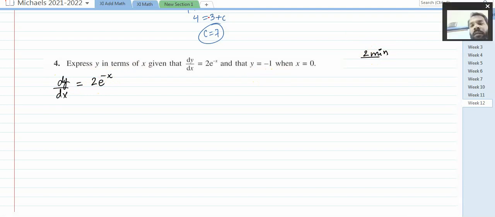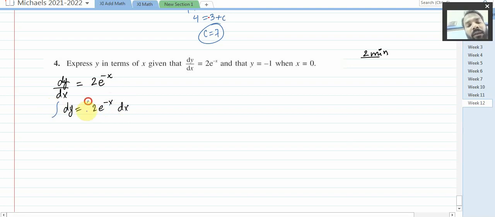Alright class, firstly if I write in this form, dy is equal to 2 e to the power minus x dx, it is the same thing, right? But we know that to find out the value of y we need to integrate on both sides. So on my left side, integral of dy is y, equal to the integral of e to the power minus x. We need to multiply and divide it by minus 1 because the derivative of the power is minus 1, right? So it will be minus 2 e to the power minus x, right?